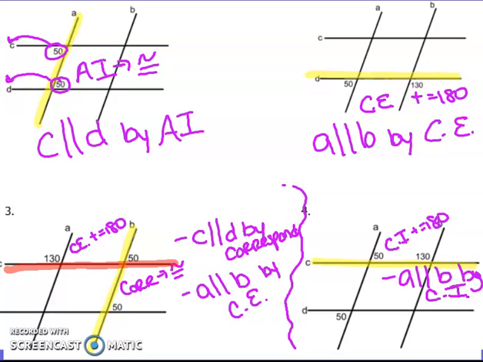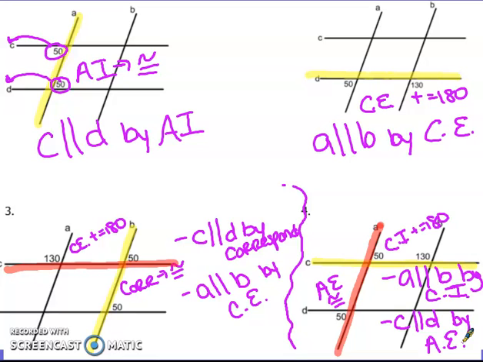But we also have a second transversal because we have the 50s. So if I highlight A as my transversal, you notice you have 50 and 50. Well, those two are alternate exterior angles, which means they have to be congruent, and they are. So that tells me C is parallel to D by alternate exterior.